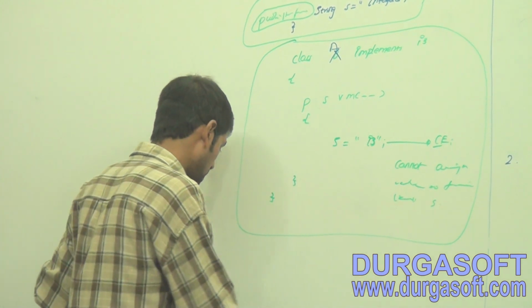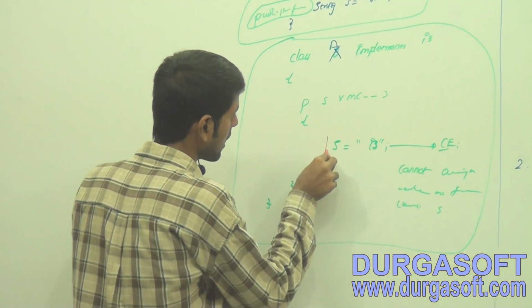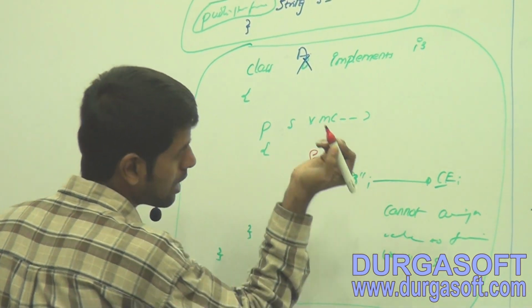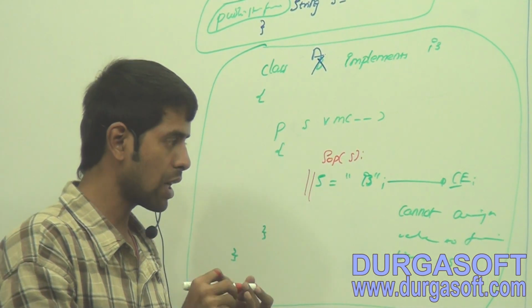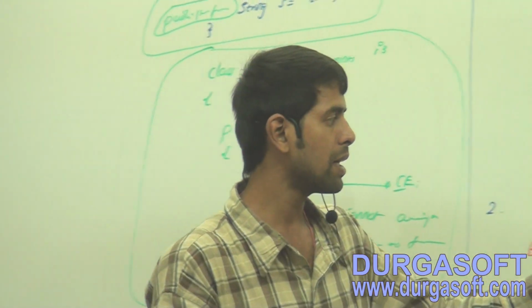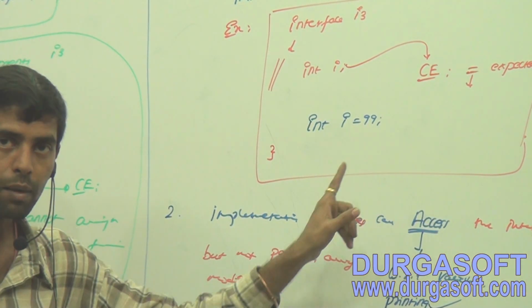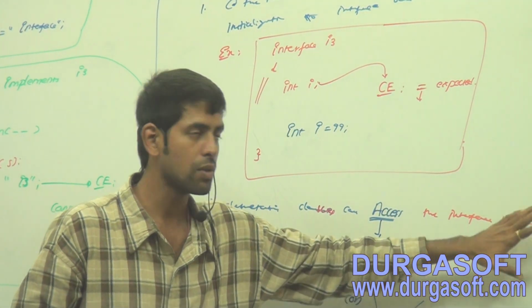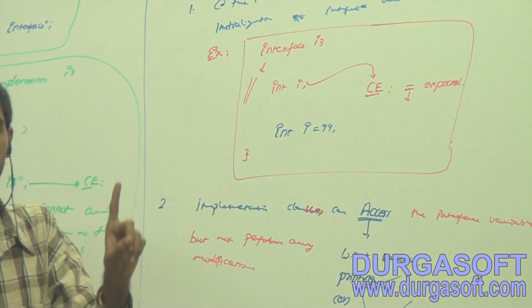Observe here. Let me comment this. And if I print this, yes, I can print, no issues. Getting? Observe here. That is what the meaning is: the implementation class can access just the printing but not modifications, the interface variable value but not modifications.